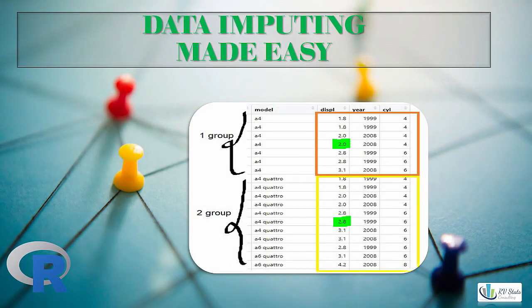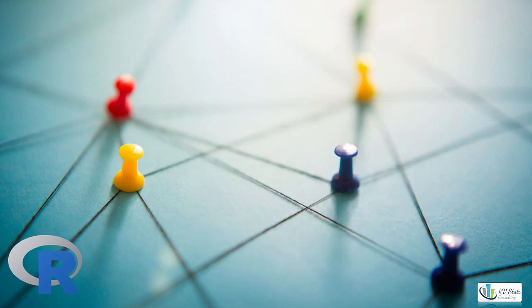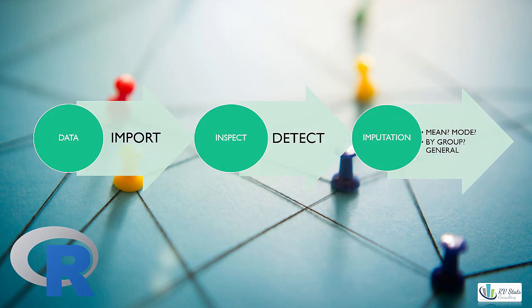In this episode, we're going to discuss data imputing made easy with R. We're going to group our data in order to fill our missing values, and we're going to understand how to follow certain steps in order to do this. First, we have to import our data. Then we have to inspect our data and detect if we have missing values.